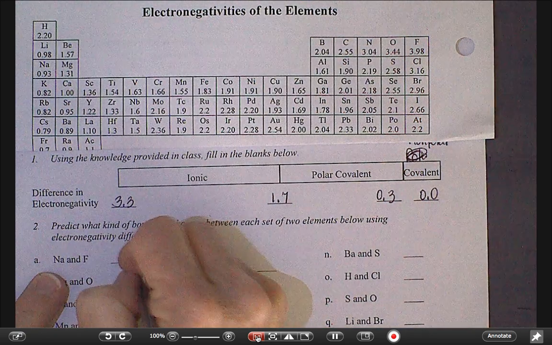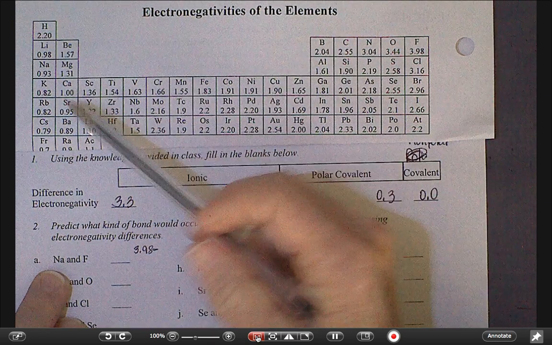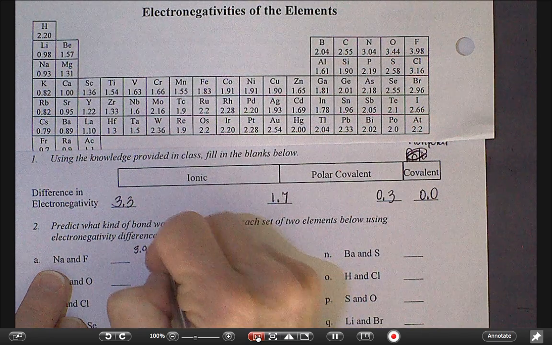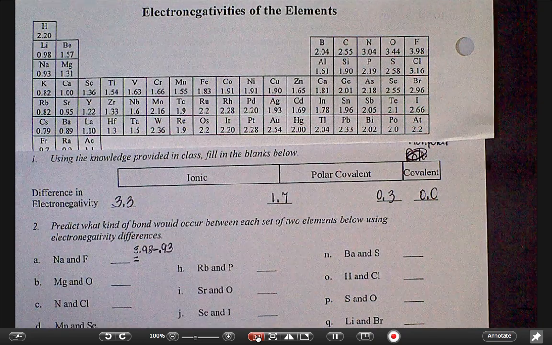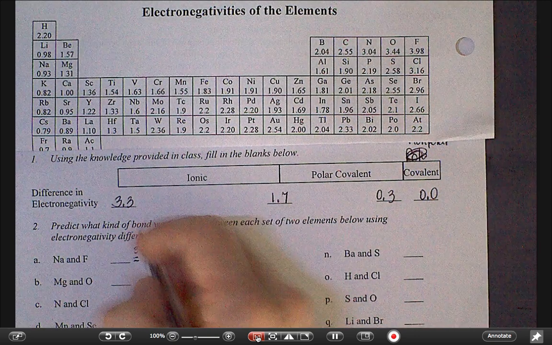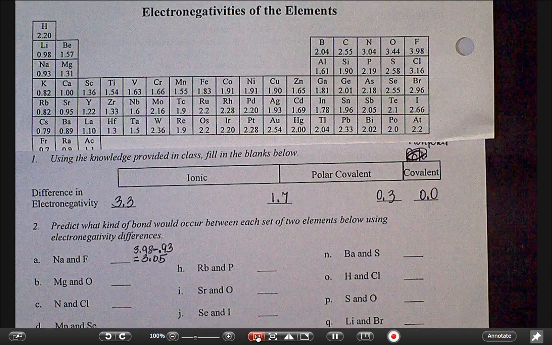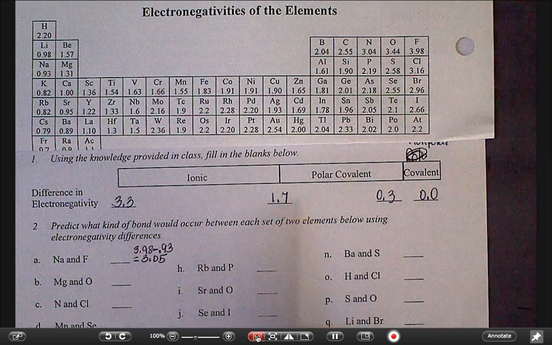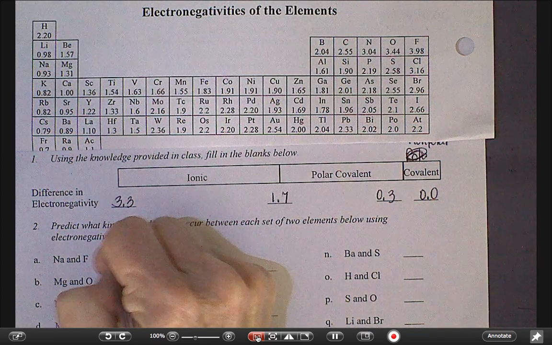So off to the side right here, put 3.98 minus. Go look at sodium, and it's 0.93. And yes, I want you to show your work. Equals. And that comes out to be, when you do the subtraction, 3.05. Okay? Now then, where does 3.05 fall up here in your sliding scale? Ionic. So put an I.